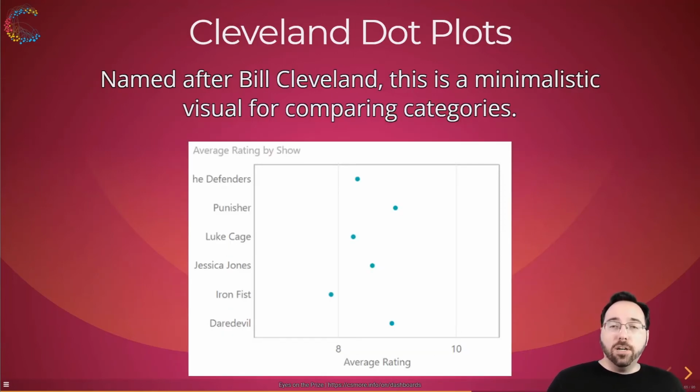Now, if you don't want to start at the origin, a Cleveland dot plot is a viable option because it's just a good way of comparing categories. I don't have to start at 0. I can start here at 7 or whatever the value is, but you can still compare and see which shows are considered better than the others.